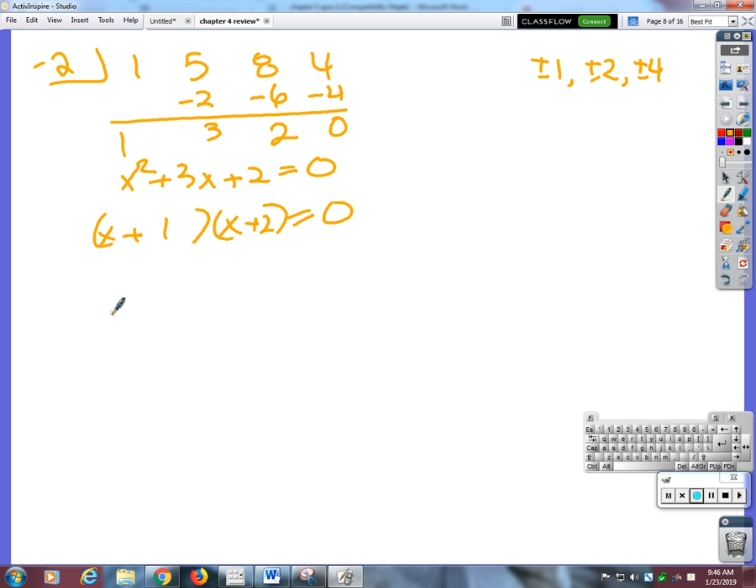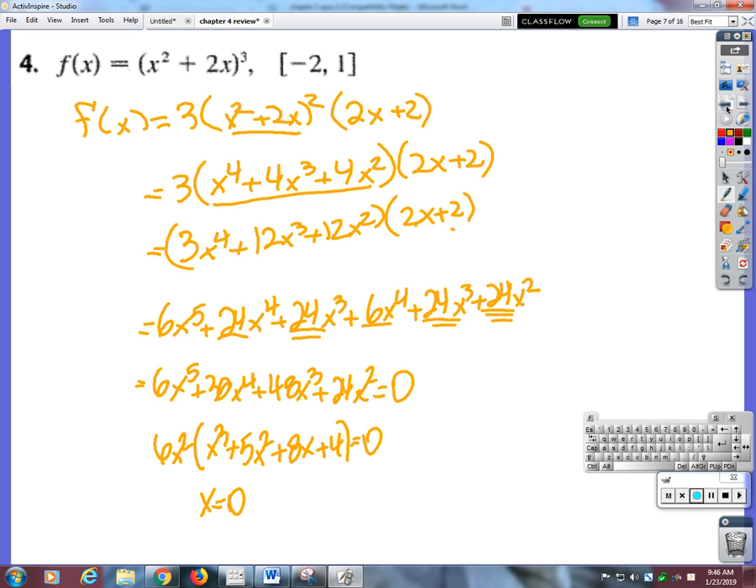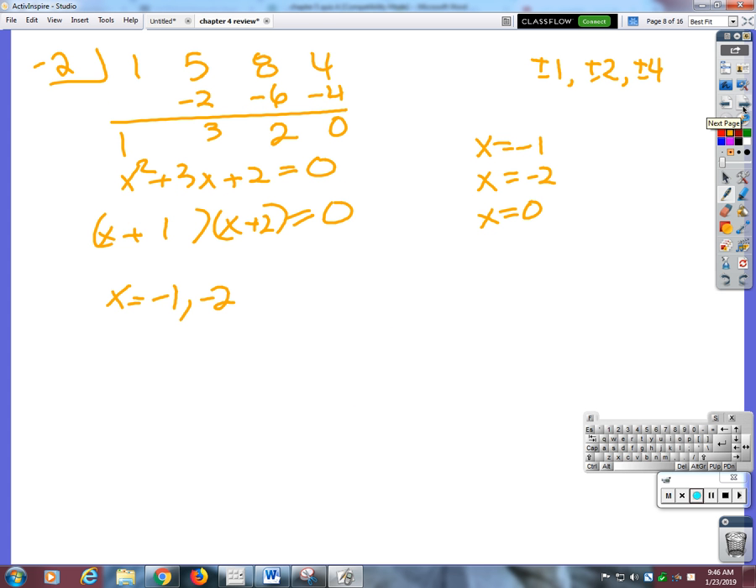So my answers are x equals negative 1. We already had the negative 2 up there, so that has a multiplicity of 2. And then from the other page we had 0 also. So negative 1, negative 2, 0. The endpoints are negative 2 and 1. So we already have negative 2 and then 1.